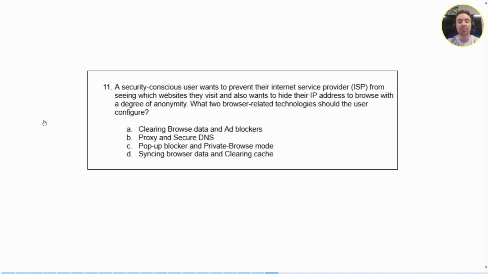A, clearing browsing data and ad blockers. B, proxy and secure DNS. C, pop-up blocker and private browse mode. Or D, syncing browser data and clearing cache. Pause the video if you need more time. Your answer's coming in 3, in 2, in 1.